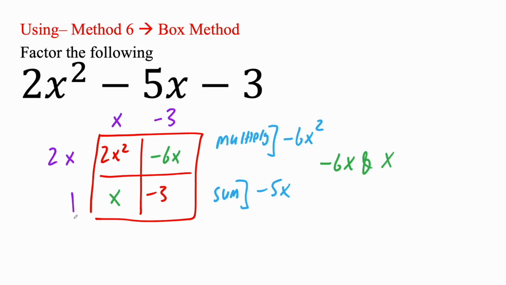Now it's always a good idea to check. 2x times x is 2x squared. 2x times -3 is -6x. 1 times x is 1x. 1 times -3 is -3. And so it's a match.